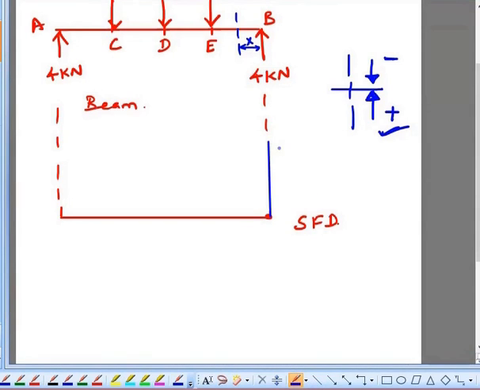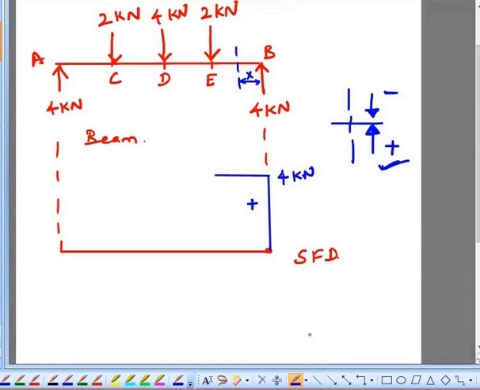So this is 4 kilonewton and it is in the positive side. Between E and B there is no loading, so I can say the shear force remains constant. So you put a straight horizontal line like this. Now at point E, you are having a downward force of 2 kilonewton.